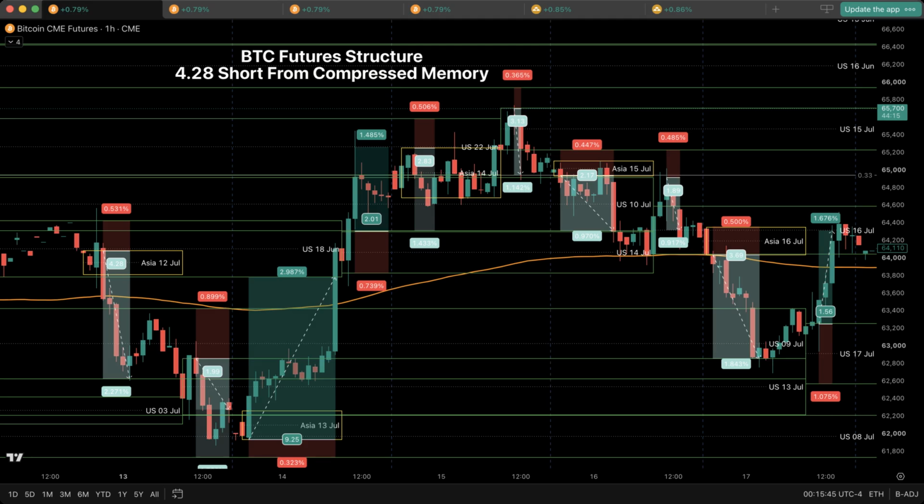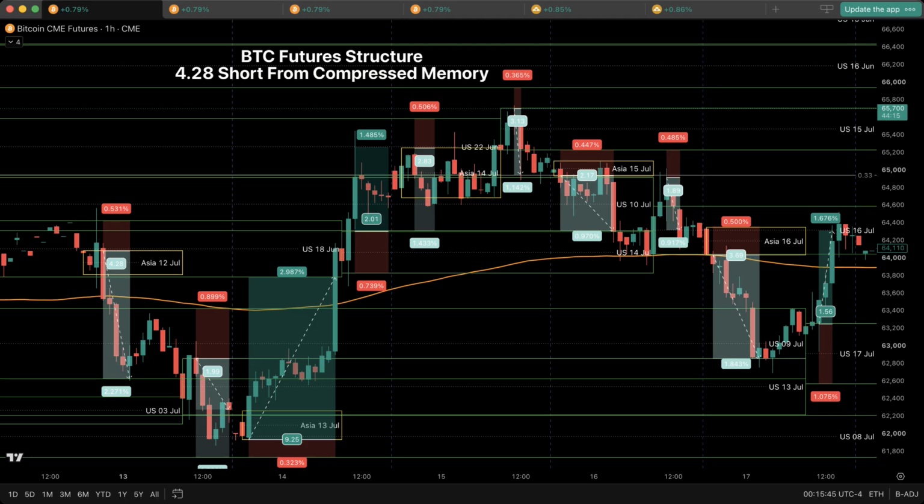Why there? Because the short depends on price staying under the larger US memory. The Asia box is smaller. The June 18th US box is the parent structure. If price moves above the Asia box and reaches the June 18th US upper boundary, the compression no longer controls price. The short loses its reason.